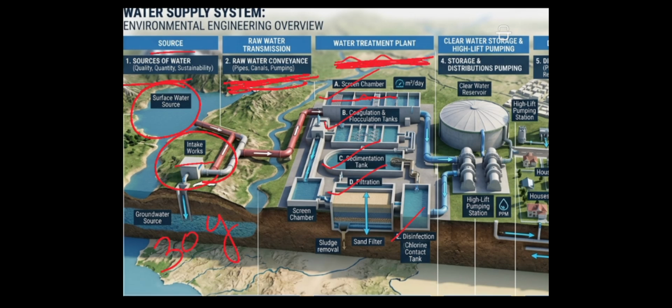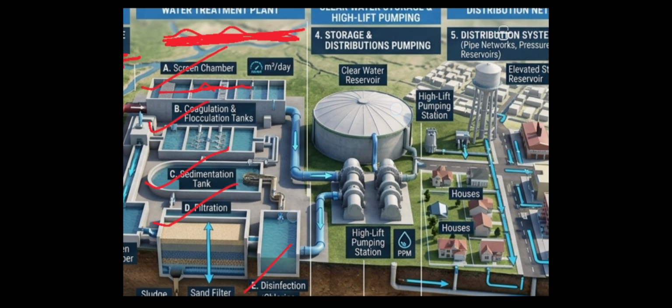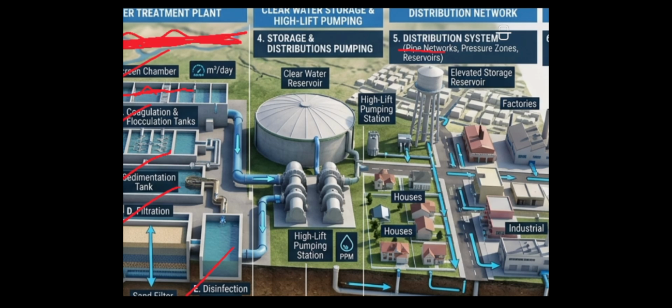Next thing is distribution and storage. In distribution and storage, there are many distribution systems. We'll get into the details later. There are the dead end system, grid iron system, ring system, and radial system. These are the four main layouts.